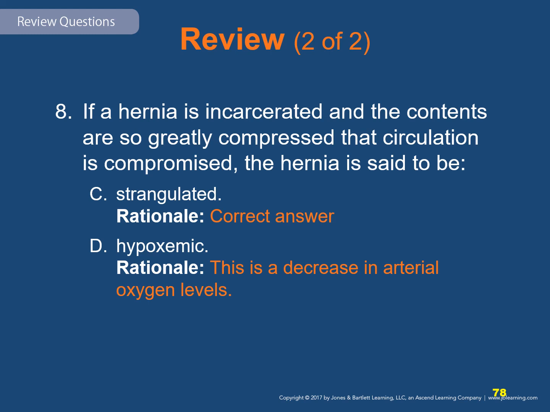To finish reviewing number 8, if a hernia is incarcerated and the contents are so greatly compressed that the circulation is compromised, the hernia is said to be C, strangulated, which is the correct answer, and D, hypoxemic. This is incorrect because this actually is the decrease in arterial oxygen levels.